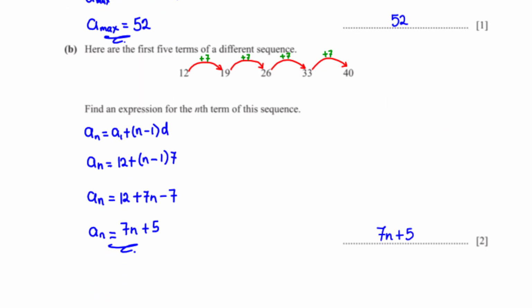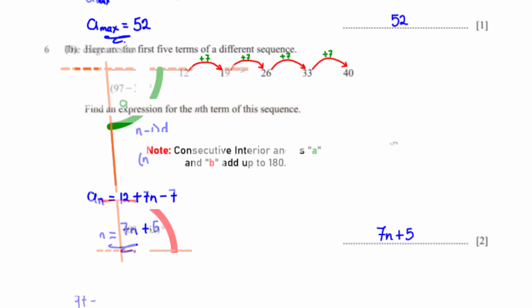Here are the first 5 terms of a different sequence. Find an expression for the nth term of this sequence. So from the given sequence, we can see that there is a general increase of 7 amongst the terms. And so to find the nth term for a sequence with a common difference, we use the formula an equals a1 plus n minus 1 times d, where an represents the nth term, a1 represents the first term in the sequence, which is 12 in this case, and d represents the common difference, which is 7. So after substituting these values into the formula, we arrive at a final expression of 7n plus 5 as the nth term.